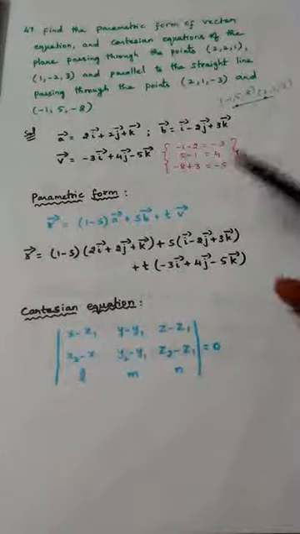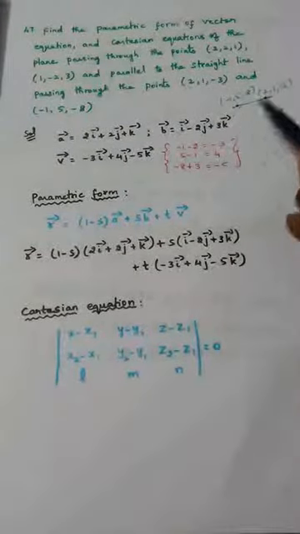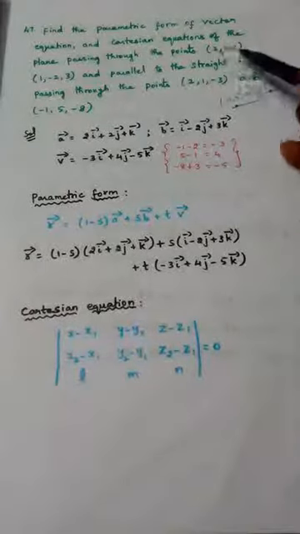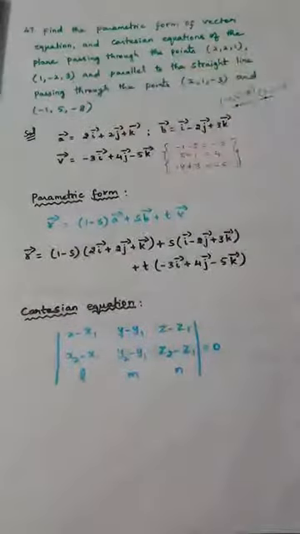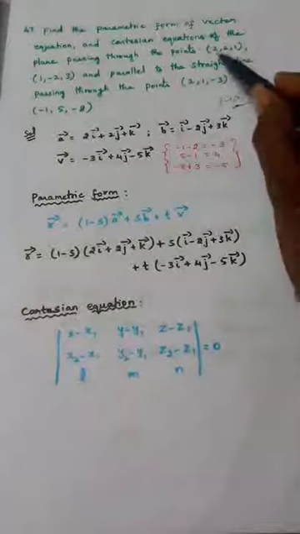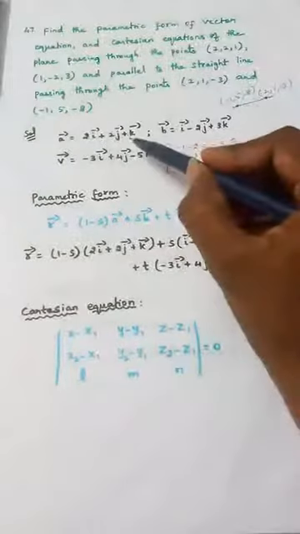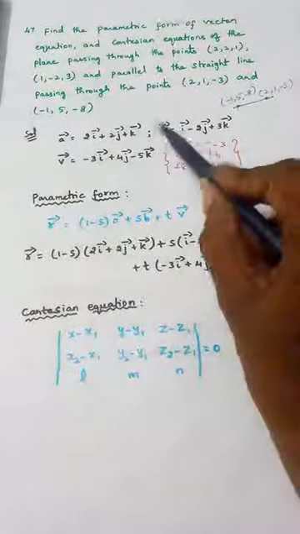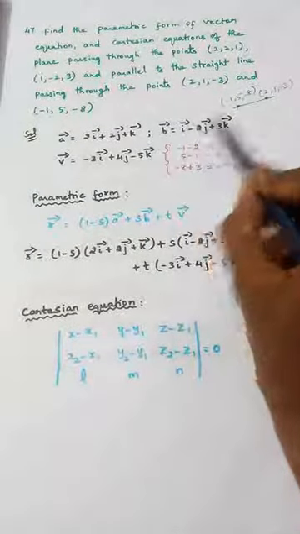Are we able to understand what this is? These 2 points are nothing but where the straight line passes. But (2, 2, 1) and (1, minus 2, 3) are the points on the plane. So this is taken as A vector: 2i plus 2j plus k. And i minus 2j plus 3k is taken as B vector. This is the first point and second point.